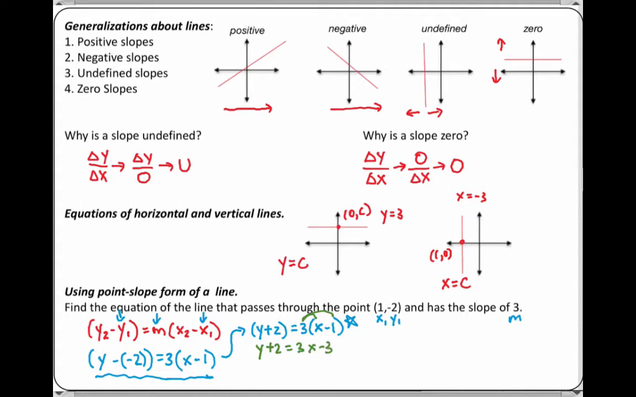Okay, and let's see. Let's move that 2 on over there, and it looks like for our y equals mx plus b form, that would be it. Okay, so that's how we do that, and on to the next.